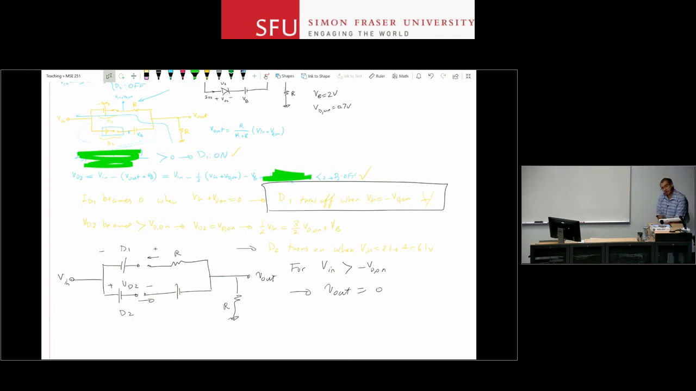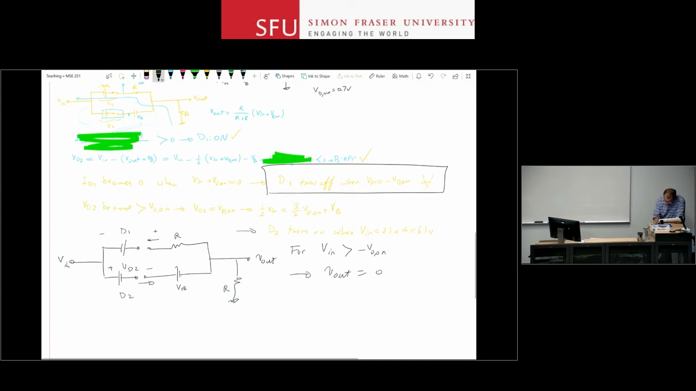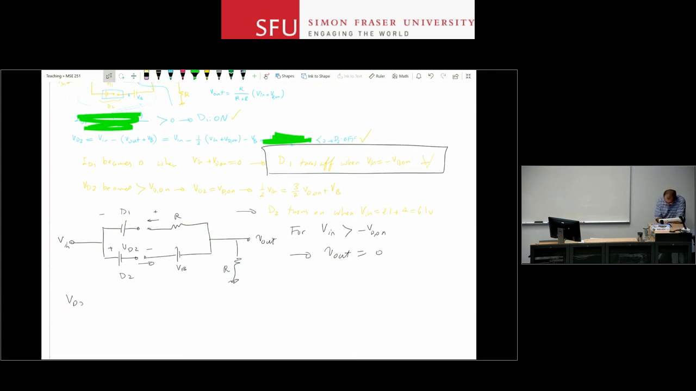So I need to figure out when D2 turns on. In this circuit, I can show that VD2 is equal to V in minus, again, the KVL that we had before, V out plus VB. But V out is consistently 0, and therefore you can see that VD2 is V in minus VB.